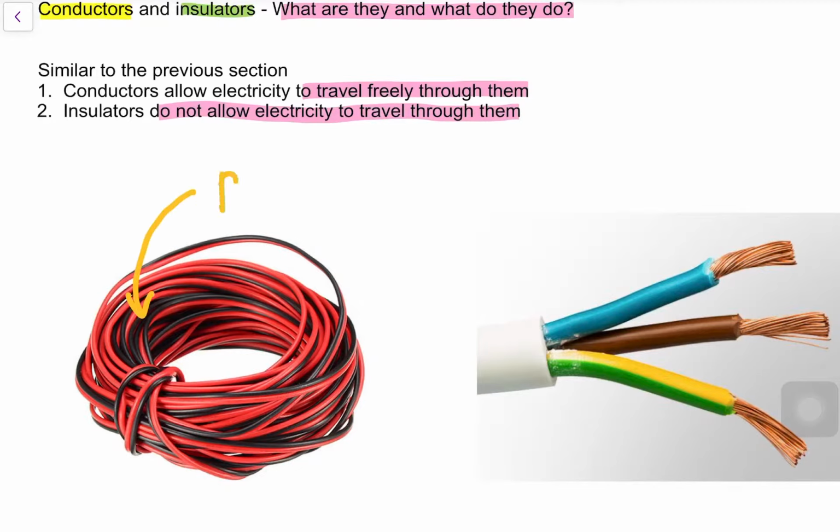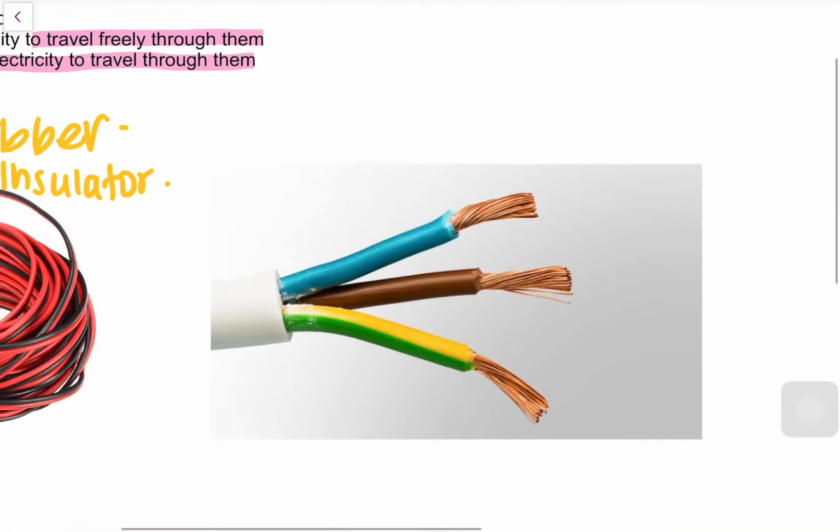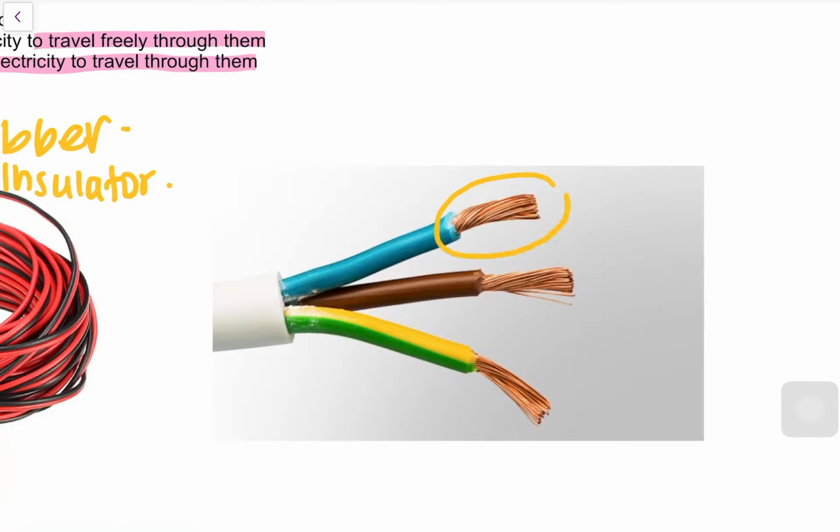Okay, so this is rubber. This is made out of rubber. It is an insulator. Meanwhile, inside this rubber, you have these copper wires, and these are conductors.